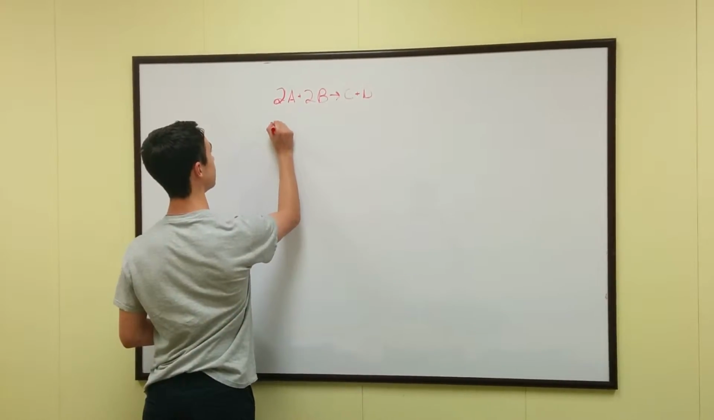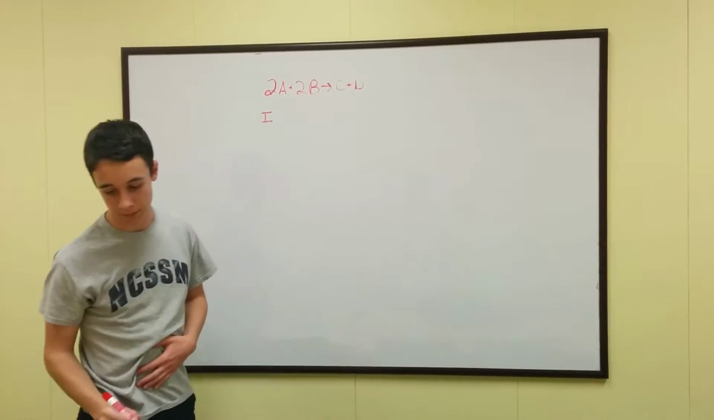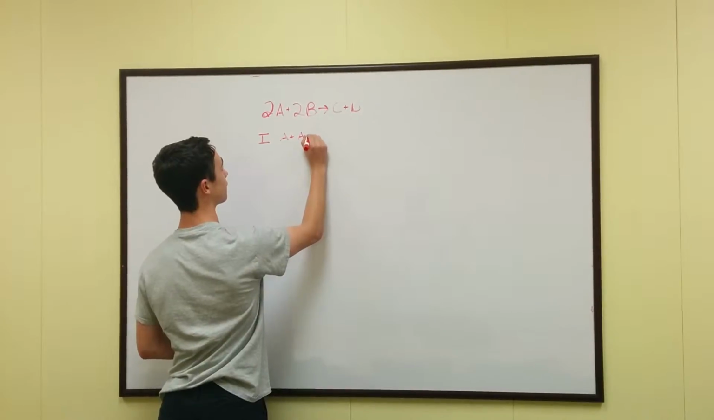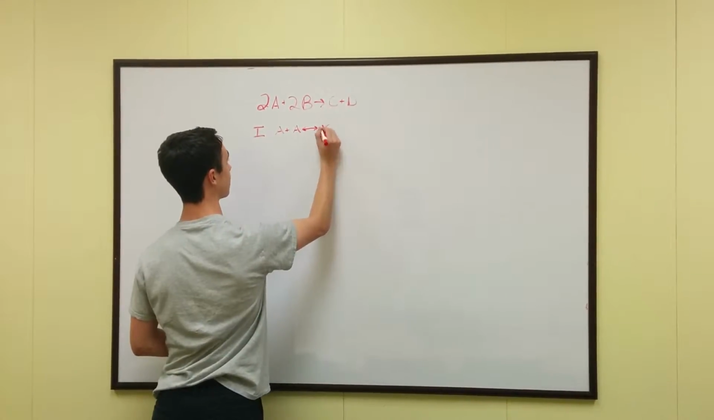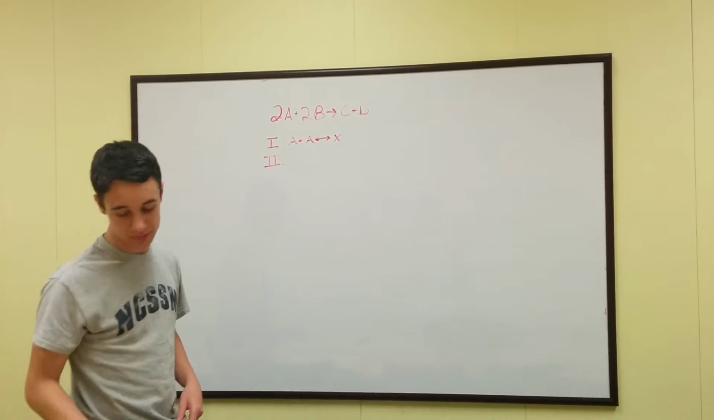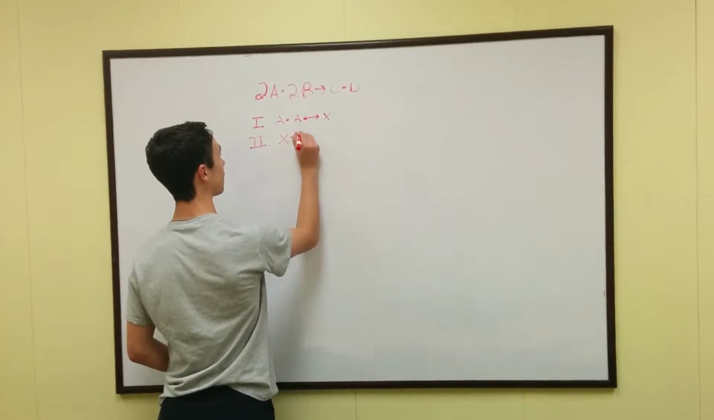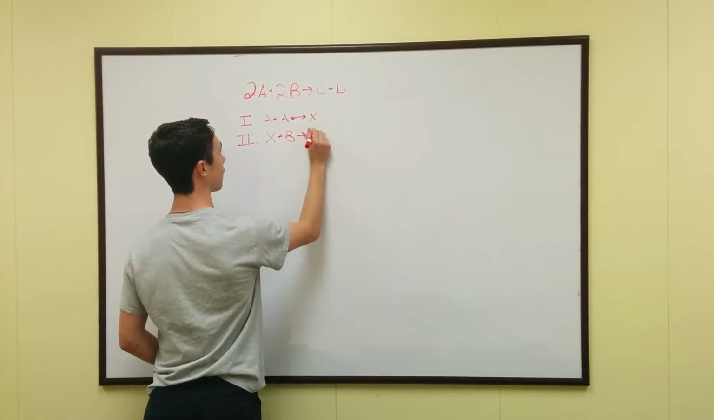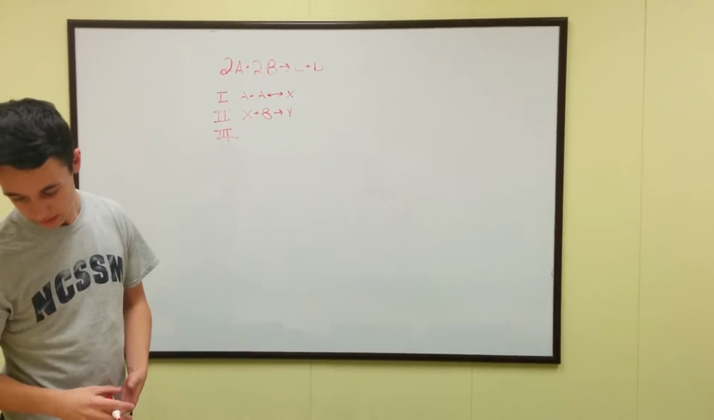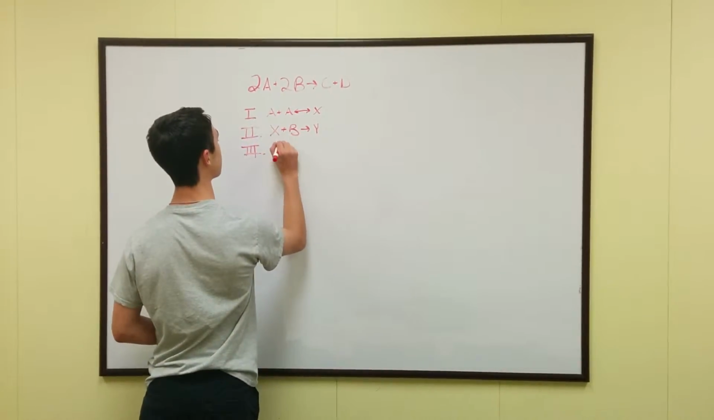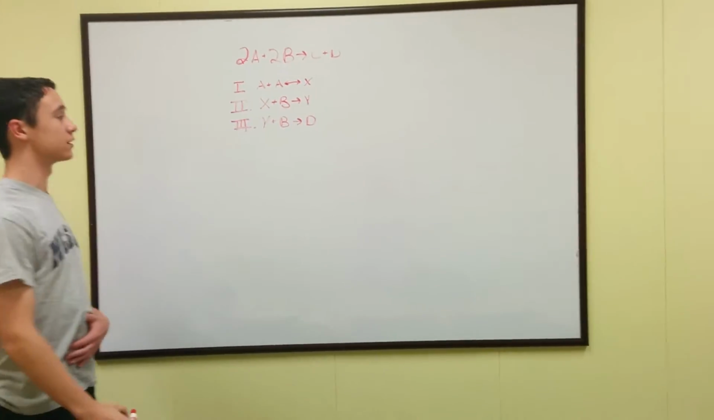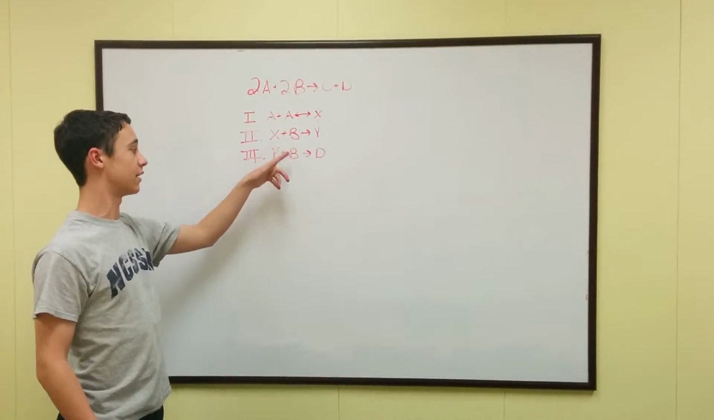The first step would be A plus A goes to X. And then the second elementary step being X plus B goes to Y. And the third step is Y plus B goes to D. As you can see with these elementary steps, the X would cancel out and the Y would cancel out.